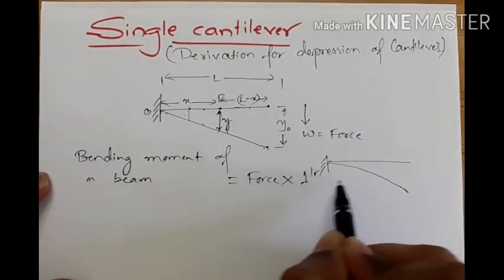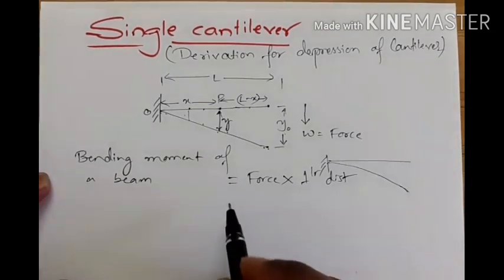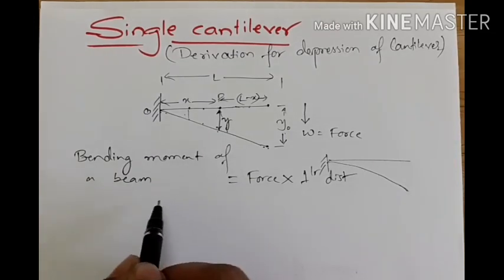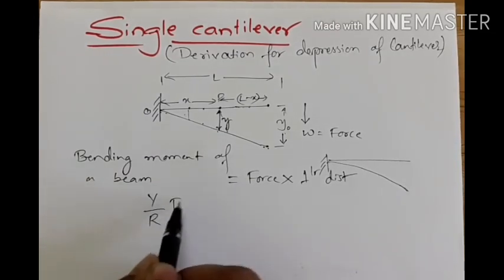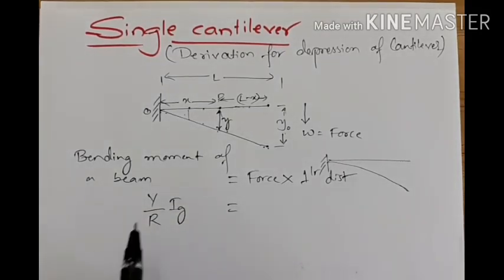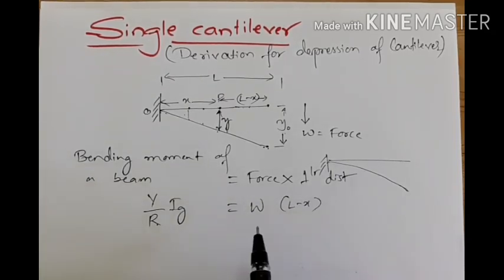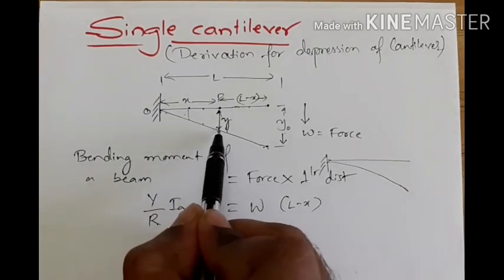From the previous derivation we know that the bending moment is Y divided by R into Ig. Where Y is the Young's modulus, R is the radius of the bent curve, and Ig is the geometrical moment of inertia. Now what is the force we are applying? W is the force which we are applying. And what is the perpendicular distance here? The perpendicular distance is L minus X, because we are finding the bending moment at this point.